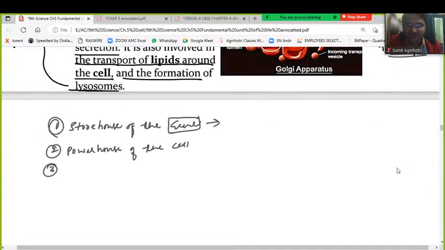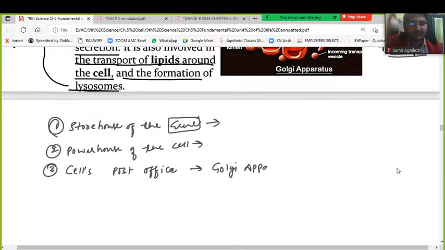Cell's post office. These are very interesting things that you should know. Cell's post office is the Golgi apparatus. We have just studied that. I have just told that as well. The storehouse of the gene is the nucleus. The powerhouse of the cell is correct, mitochondria.